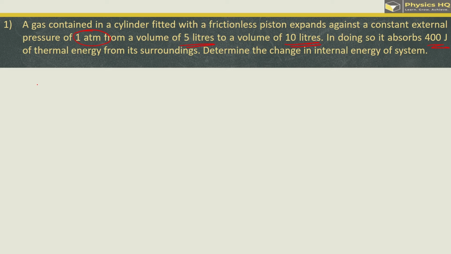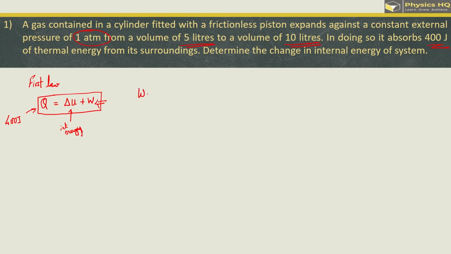So for solving this, we'll be using two formulas basically. The first one will be the first law of thermodynamics, which says that if you supply heat to a system, then it will be used to increase the internal energy of the system, as well as some work done will be performed on the surrounding. So this is the first law of thermodynamics. Now they have given the value of heat supplied, which is 400 joule, and we are supposed to find the change in internal energy, and we also need to calculate the work done from given data.